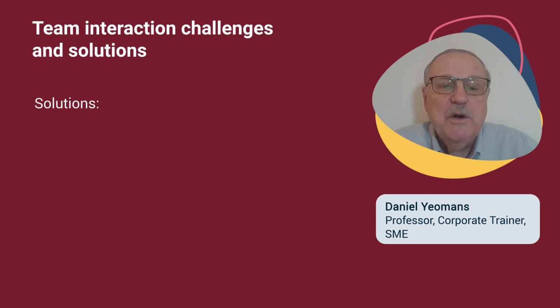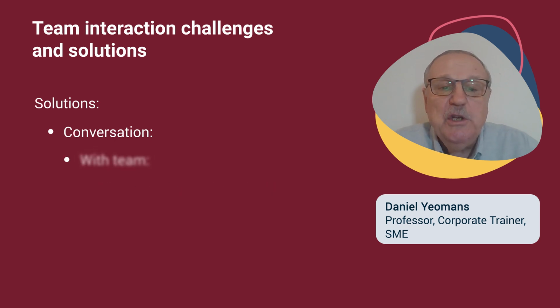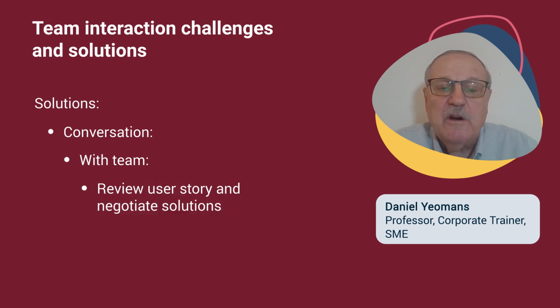Secondly, the product owner facilitates the conversation. Conversation 1 is with the customer. Determine a mutually agreeable role, need, and value. Conversation 2 is with the team. Review the role, need, and value in the user story and negotiate solutions to get to done.